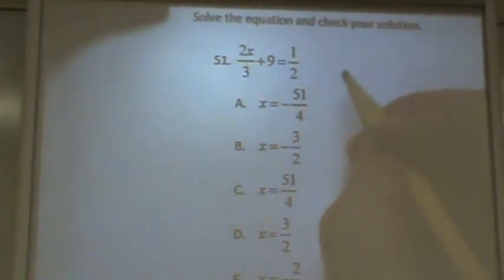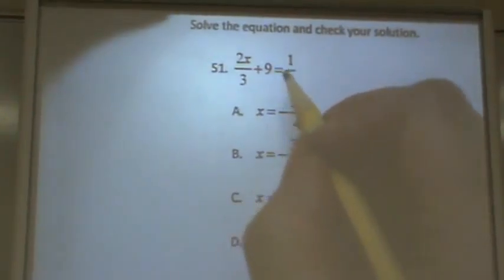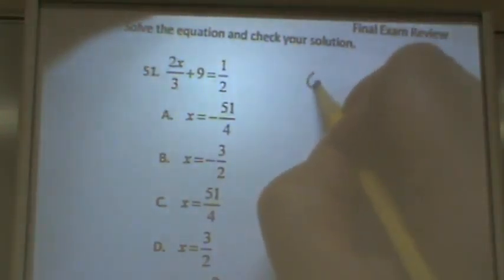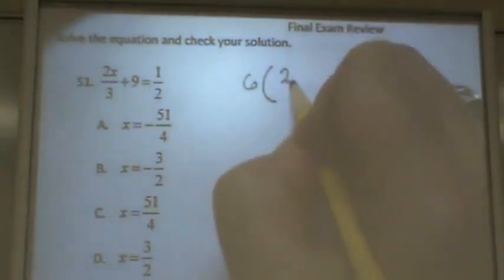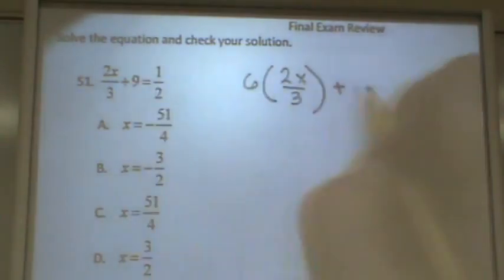This one is solving an equation. We're solving for x. It's an equation. We are going to first get rid of the 2 and the 3, so the common denominator is 6. So we have to multiply each of these terms by 6.